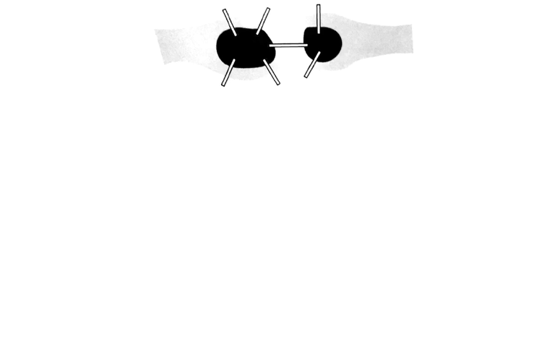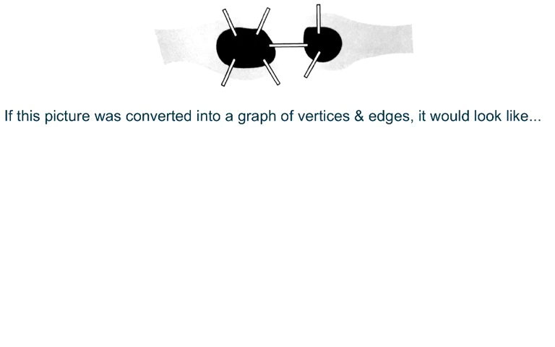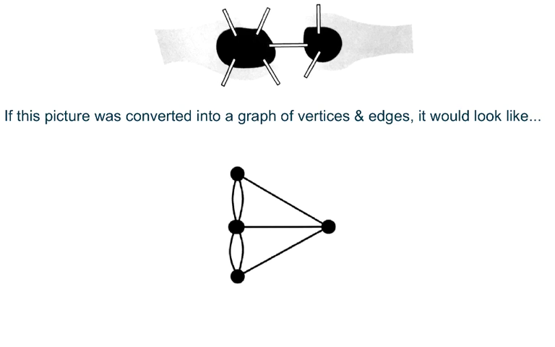Here's the original problem. If this picture was converted to a graph of vertices and edges, it would look like this, where each vertex represents a piece of land of the city, and each edge represents one of the bridges in the picture. So one of the things that you'll have to do pretty soon is you will have to convert a real-world picture into a graph of vertices and edges.